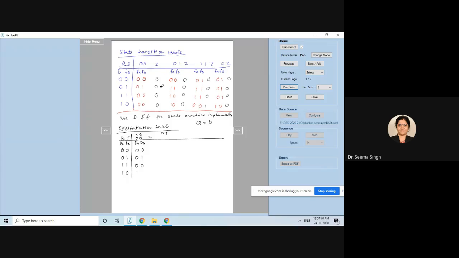But this copying of the previous table is happening only because I am using D flip-flop. If you do not use D flip-flop and you use JK flip-flop or T flip-flop, it will not be like this. I hope you understand. Can you tell me why it will not be like this if I am not using D flip-flop? Can somebody answer? I am waiting for the answer.